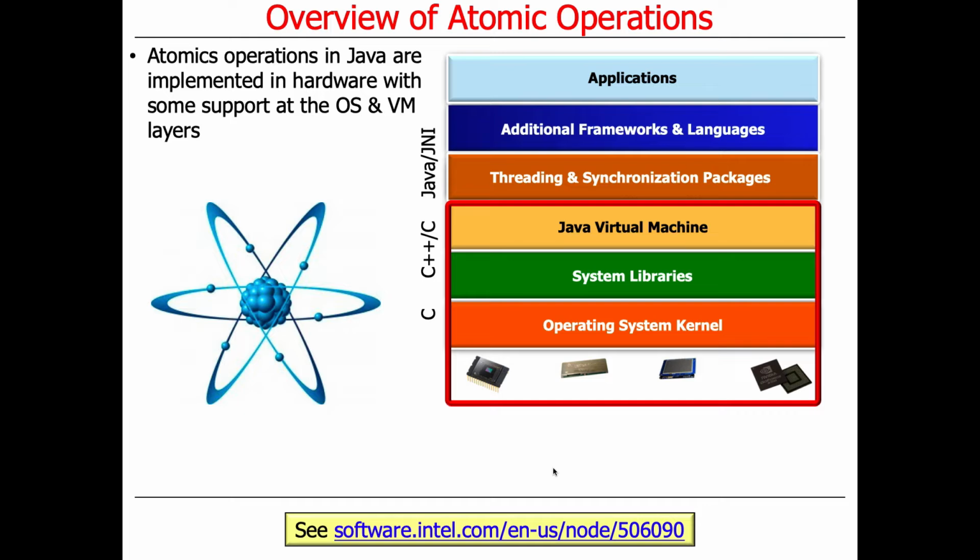Atomic operations in Java are implemented using hardware, and they're wrapped up by the Unsafe class that we talked about a second ago. And this is all really done in the bowels of the platform: in the virtual machine, system libraries, operating system kernel, and the hardware level.